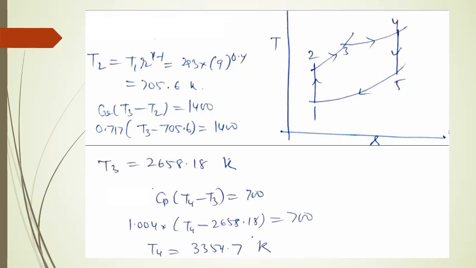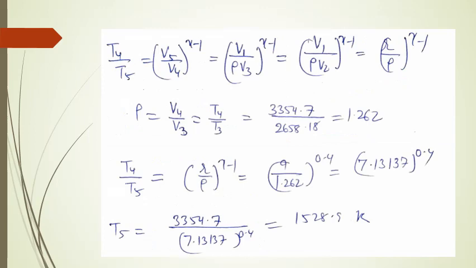Now T2 equals T1 into R raised to power gamma minus 1, so that comes out to be 705.6 Kelvin. Cv into T3 minus T2, that is heat addition at constant volume, is given as 1400 kilojoule per kg. So this gives us the value of T3, which comes out to be 2658.18 Kelvin. Now heat addition at constant pressure has been given as 700 kilojoule per kg. So this gives me the value of T4, which comes out to be 3354.7 Kelvin.